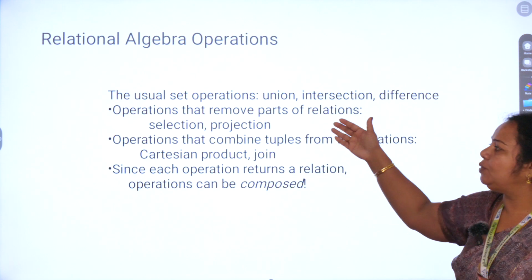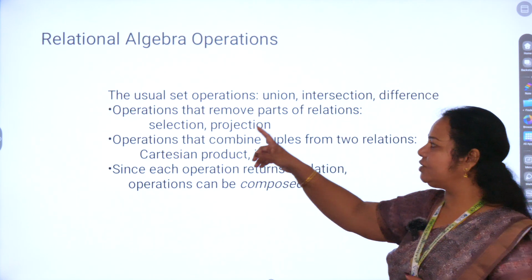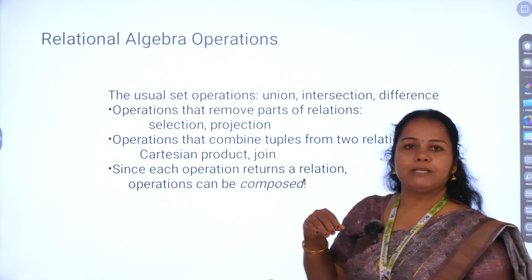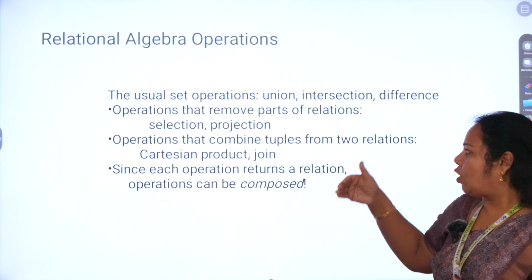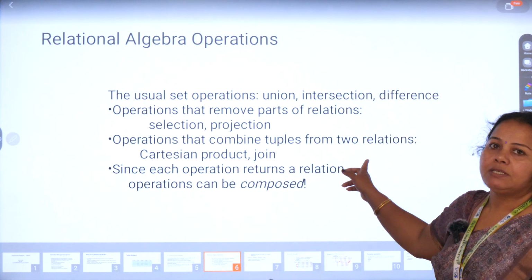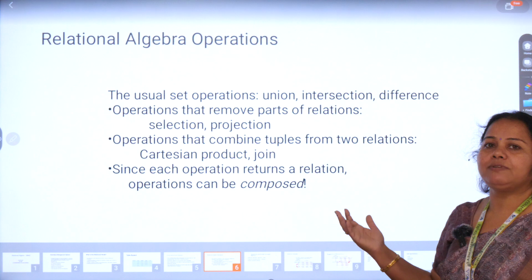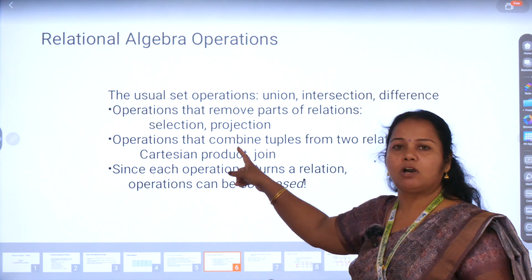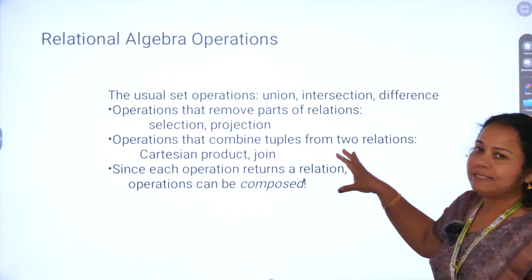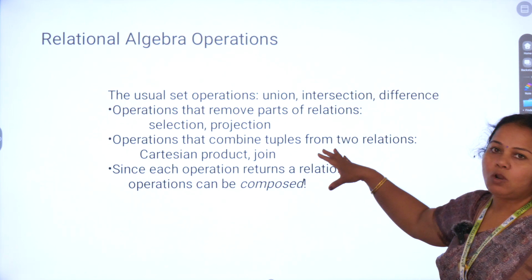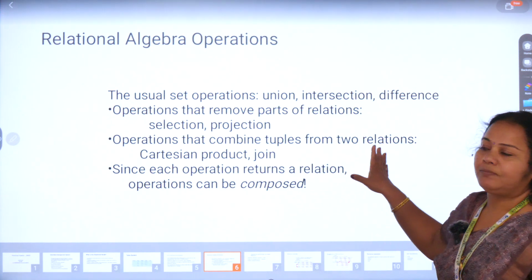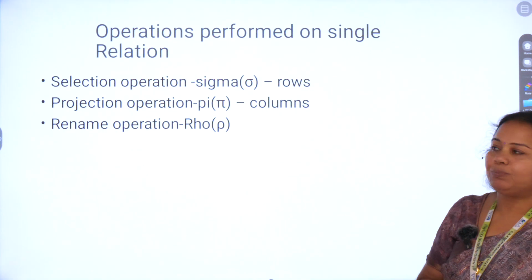The selection operation is used to select a row, and the projection operation is used to select a column. Then there are operations that combine tuples from two relations. To combine two relations, we use the Cartesian product and join operations. After using all these operations, we have to get a relation as the return, that is, a relation as the output.